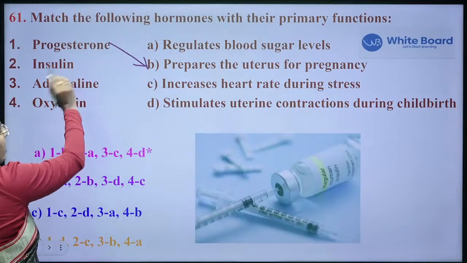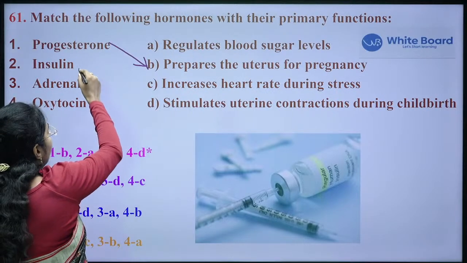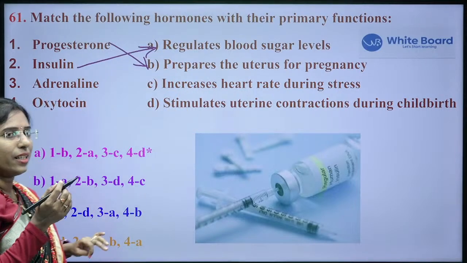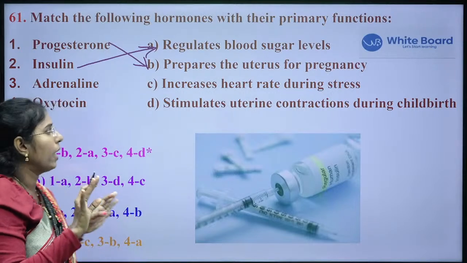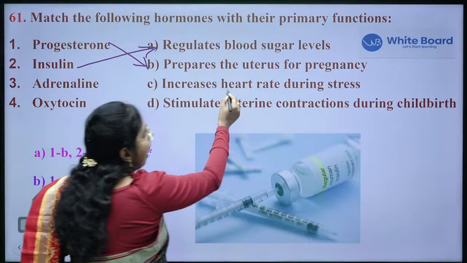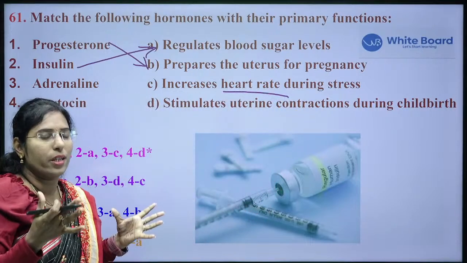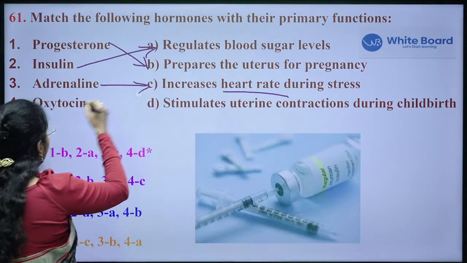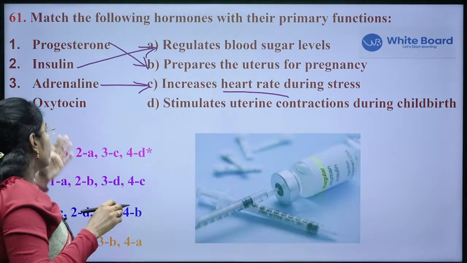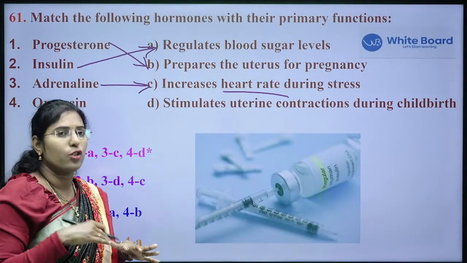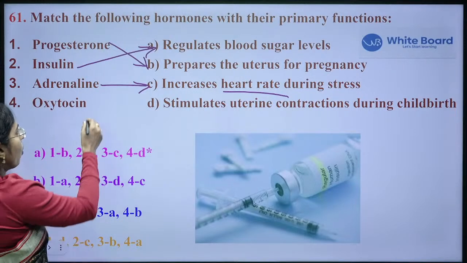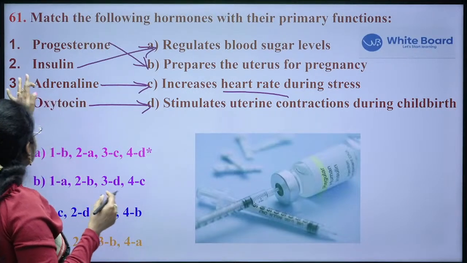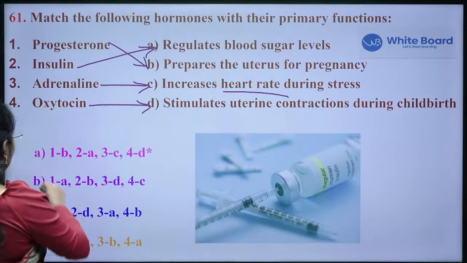And next one is insulin. Just now we have discussed, insulin regulates the blood sugar levels. Next, adrenaline is a fight or flight hormone. It increases the heart rate during stress. When we are under stress or fear, it increases our heart rate. And next, oxytocin stimulates the uterine contractions during delivery. It prepares our body for the delivery. So the correct answer is A.